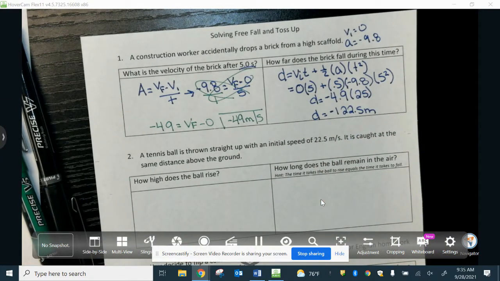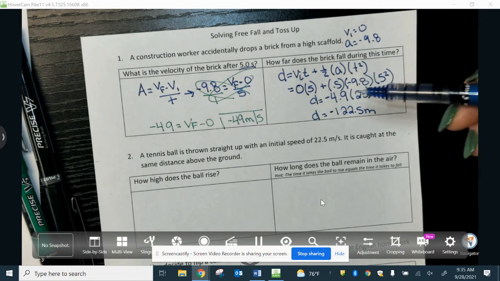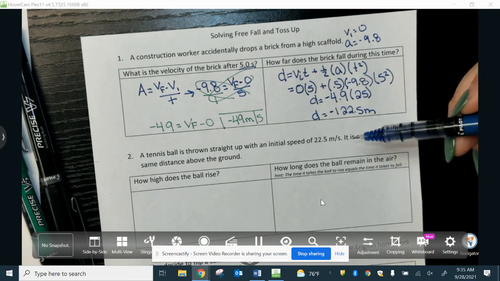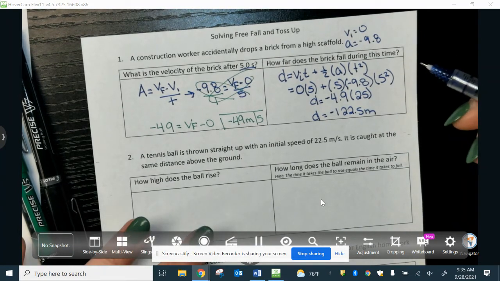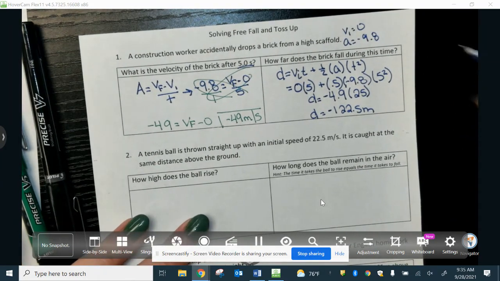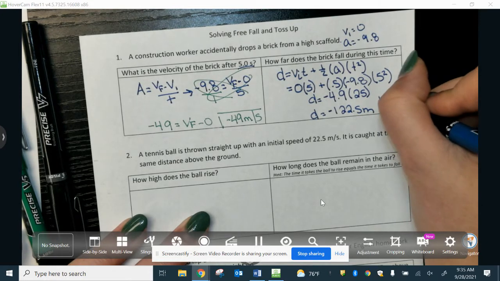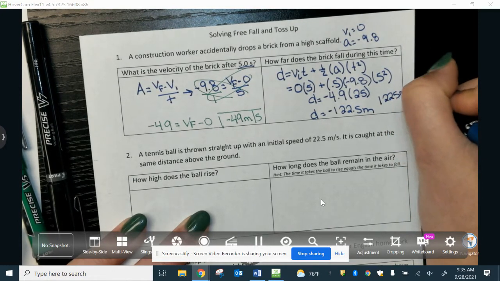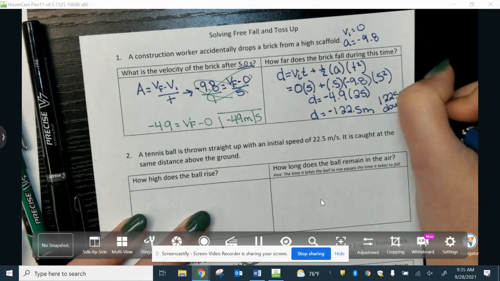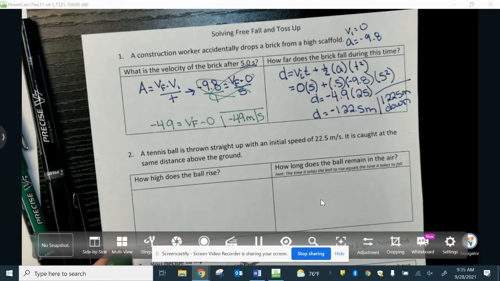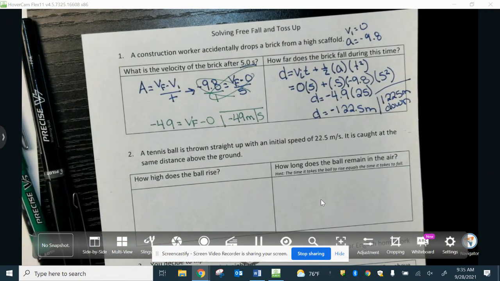How can you have a negative distance? It's because it's down. Remember, we're looking at the y-axis, which is up and down. So that negative tells me it fell 1,225 meters downward. Any questions? We good?